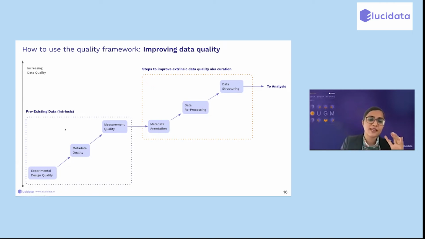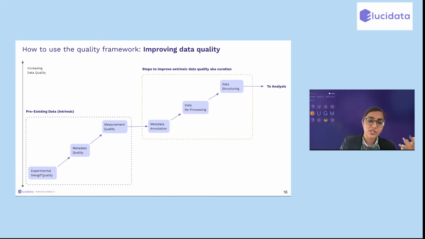So if we think of data as having intrinsic and extrinsic quality, then if we are in control of generating the data, we should really think about the complete life cycle of how to make the data as high quality as possible. We should really think about experimental design. We should think about what metadata we are recording. We should think about controlling for quality measurements. And again, a lot of data generators do this implicitly. This is what they spend time doing, but this is often not explicitly talked about.